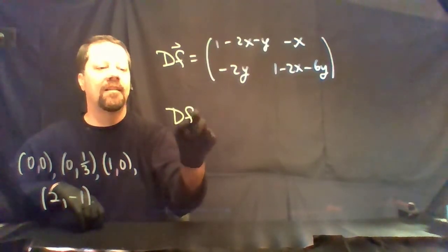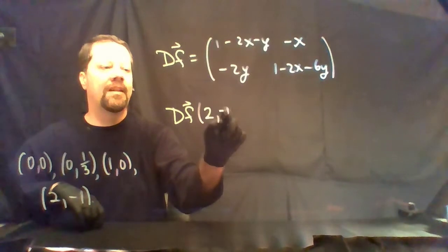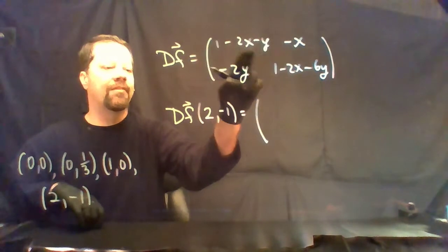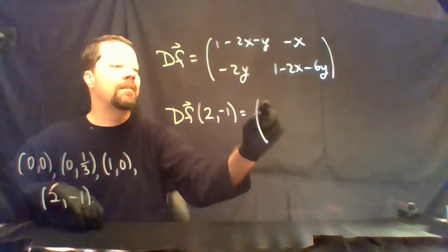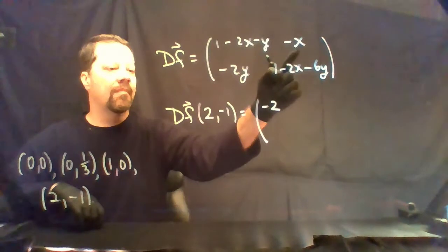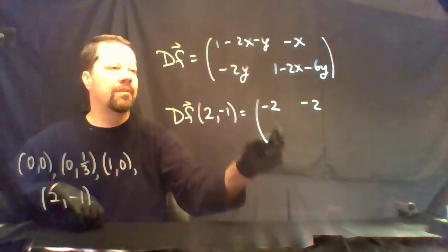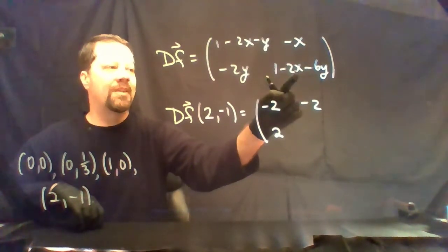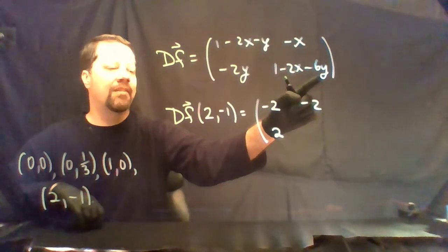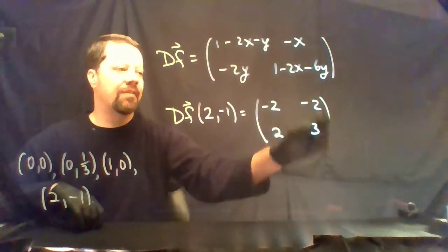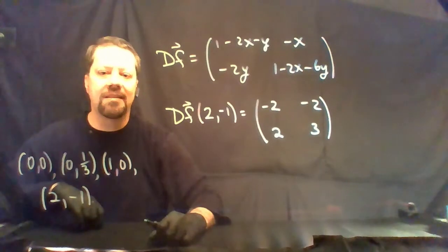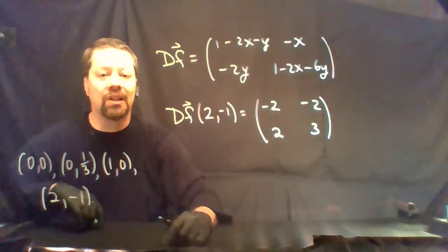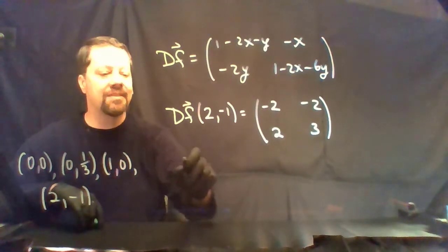Finally, at 2, negative 1, x is 2, so 1 minus 4 is negative 3, plus 1 is negative 2, negative 2, positive 2, because y is negative 1, x is 2, 1 minus 2 is negative 3, negative 3 plus 6 is positive 3. Because this is neither upper triangular, lower triangular, or diagonal, we have to work a little harder to figure out the eigenvalues in this case.